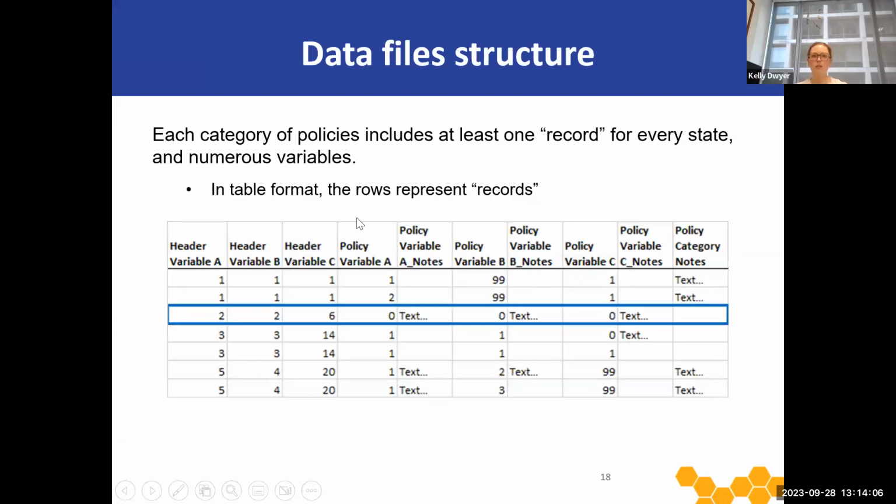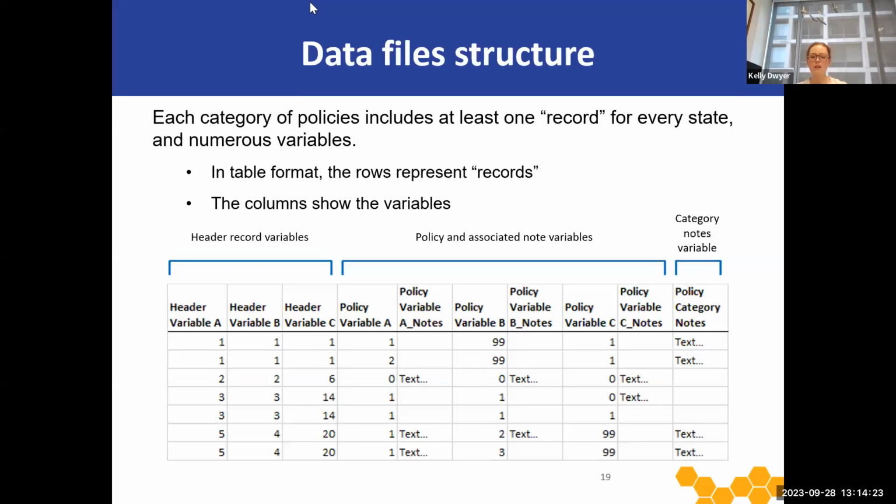In each table or data set, the rows represent separate records of information, which you can see here is highlighted by a blue box. A record in the database contains the policies that apply to a particular state, time period, and group. Each column that you see here, also highlighted by blue bars at the top, represents a variable in the database.